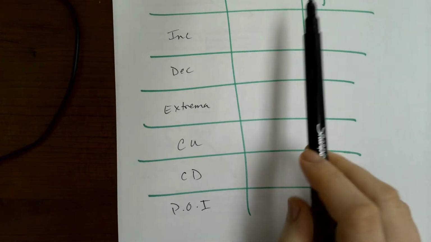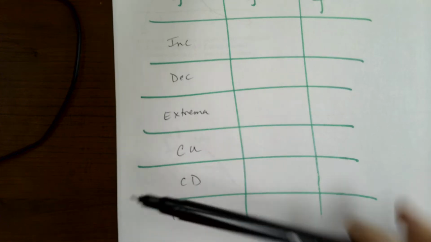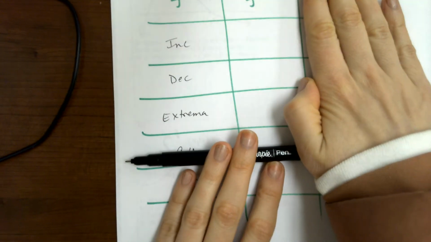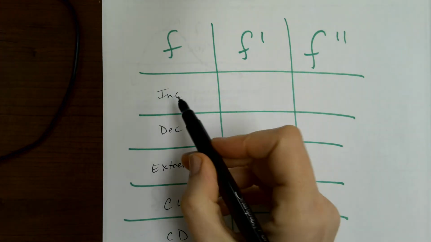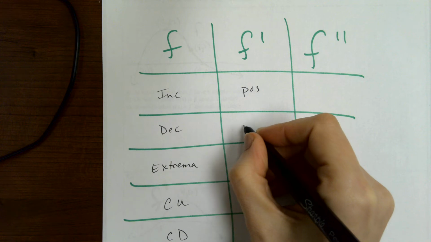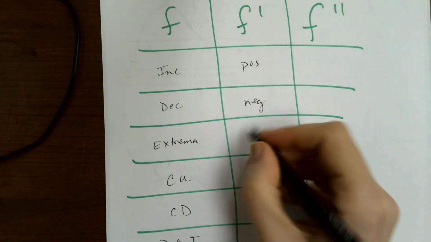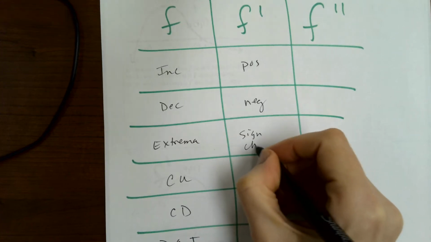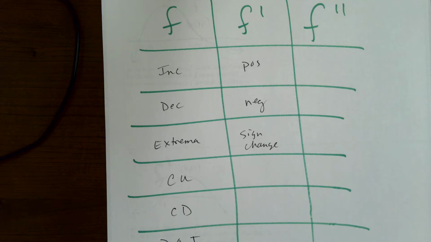Now, what we have so far, we have the first 3 rows, okay? So let's fill that in. If F is increasing, F prime is positive. F decreasing, F prime negative. Extrema on F, we're looking for a sign change on F prime. That's where F prime would cross the x-axis. That would be a sign change.